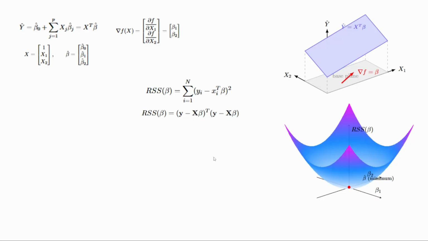So let's actually find the minimum. We can differentiate the residual sum of squares with respect to beta and set it equal to 0, which gives us the so-called normal equations. I just differentiated here and set that equal to 0, and then we've solved for beta.